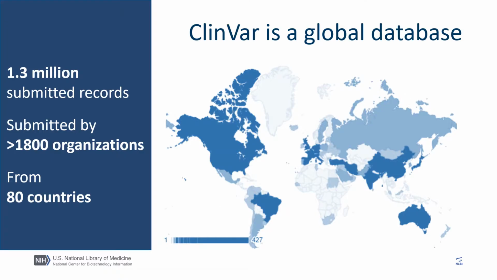ClinVar has really become a global database. Today we have more than 1.3 million submitted records that have been submitted by more than 1,800 organizations from 80 countries across the world. You can see the representation across the globe does vary a bit from region to region, and that's one reason I'm delighted to talk with this group today. We would love to see improved representation of data in ClinVar from the African genetic community.